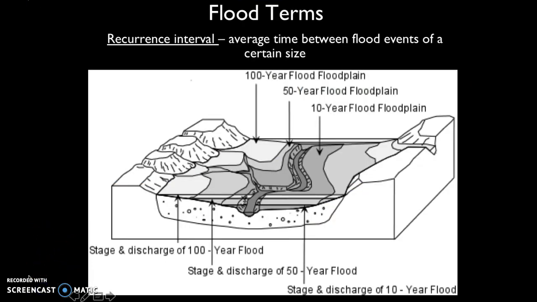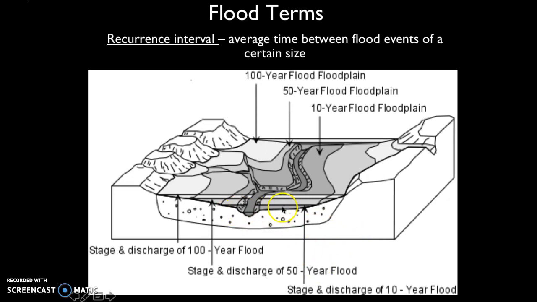So another term is going to be the recurrence interval. That's going to be the average time between flood events of a certain size. As you're seeing down here on the diagram, this is the stream channel right there. Okay, so that stream channel has a stage. The stage is going to fall right there, right? The elevation at which the water is above the bottom, or an arbitrary datum, which in this case I'm going to treat as the bottom of the stream.